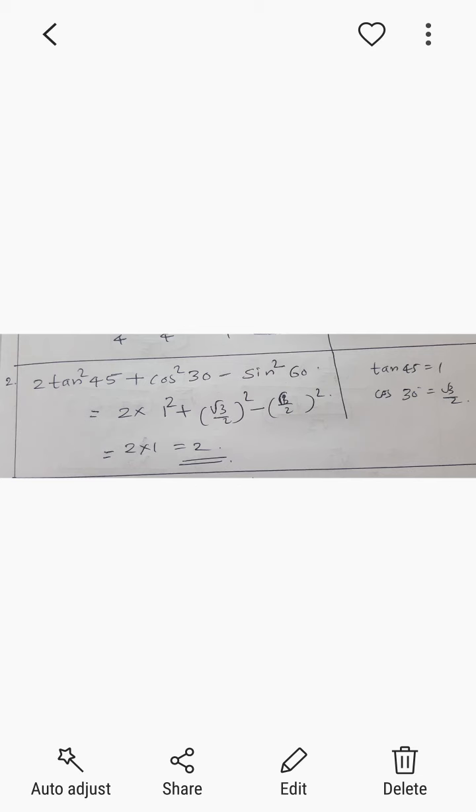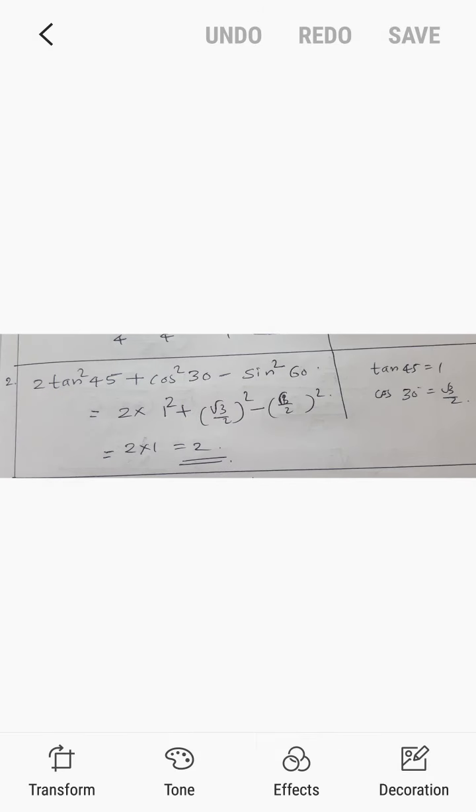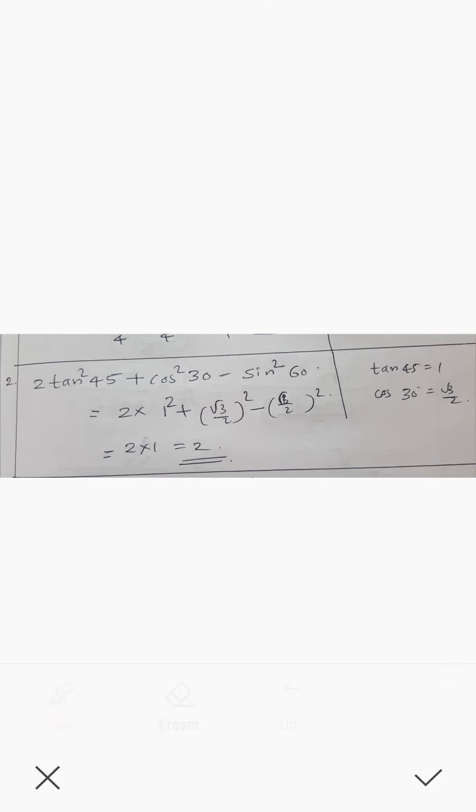Next question is, evaluate 2 tan square 45 plus cos square 30 minus sin square 60. Here we know tan 45 is 1. Cos 30 is root 3 by 2. So tan 45 is 1. So what is tan square 45? Tan square 45 is whatever is tan 45, that whole square.